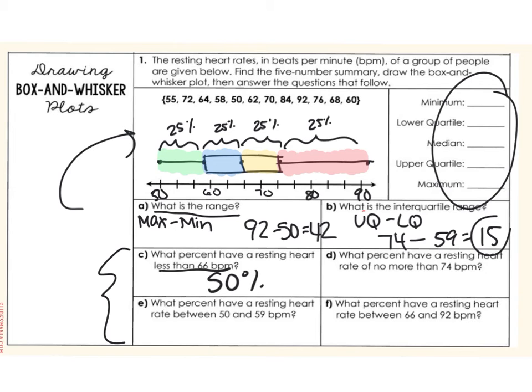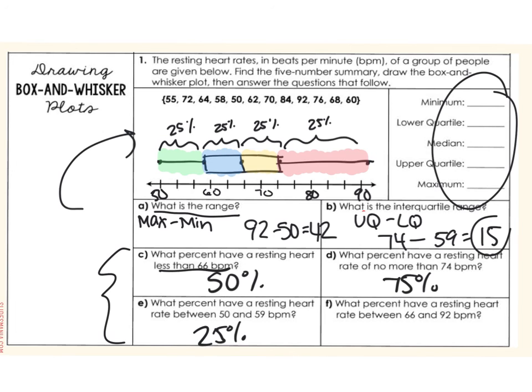The next question says what percent have a resting heart rate of no more than 74? So 74 is the upper quartile. So no more than that is less than that. So that's 1 quarter, 2 quarters, 3 quarters. So that's 75%. The next one says what percent have a resting heart rate between 50 and 59? So that is only 1 quarter, which is worth 25%.